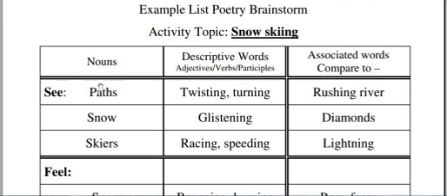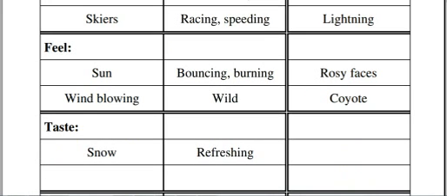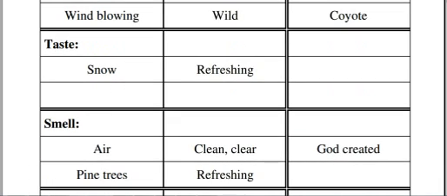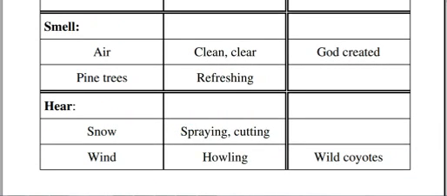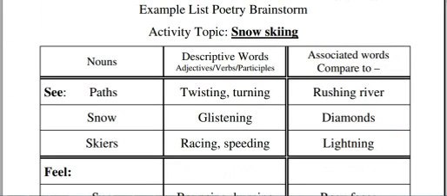Then go ahead and write down different things that you see with your topic. Then go ahead and write down different things that you feel with your topic. She felt the sun. She could also feel the wind blowing. Then write down things you could possibly taste, things you could smell, or things you can hear. Now, just because you put it down there doesn't mean you have to use it in your poem. This is so you can put down a bunch of ideas and use a few of them.